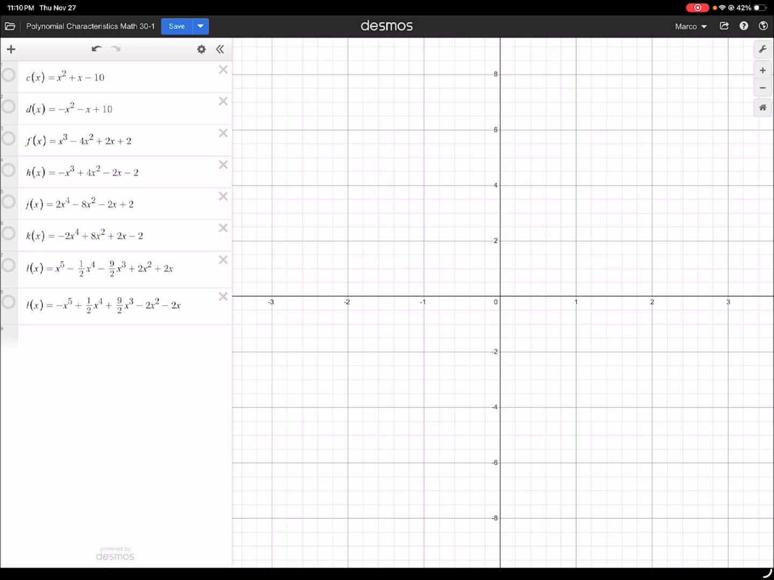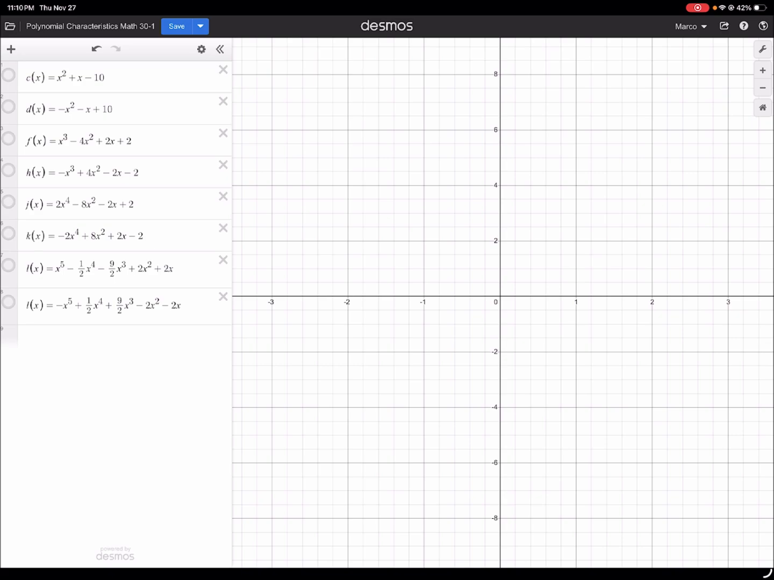So what we're going to do in this unit is investigate some characteristics. What I mean by characteristics is x-intercepts, y-intercepts, domain, range, this idea of what's called end behavior. There's another one called multiplicity, which we'll talk about in a further lesson.